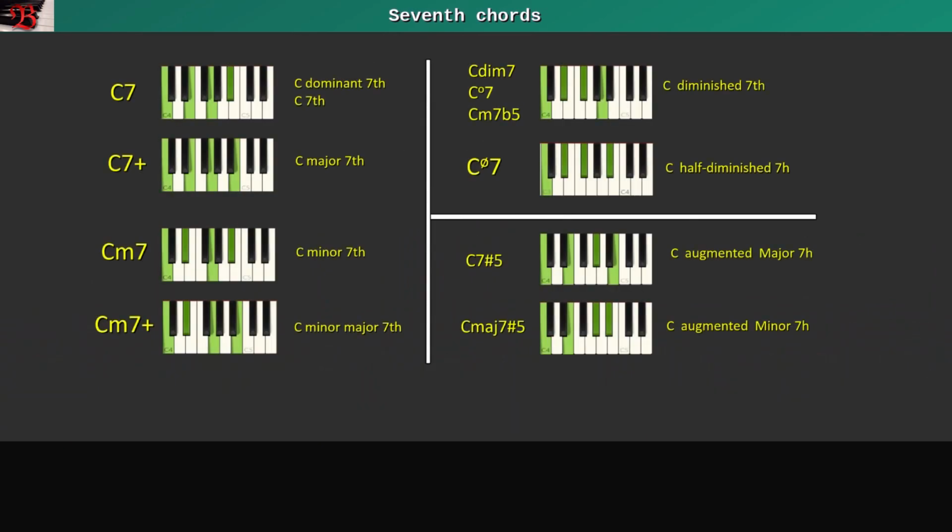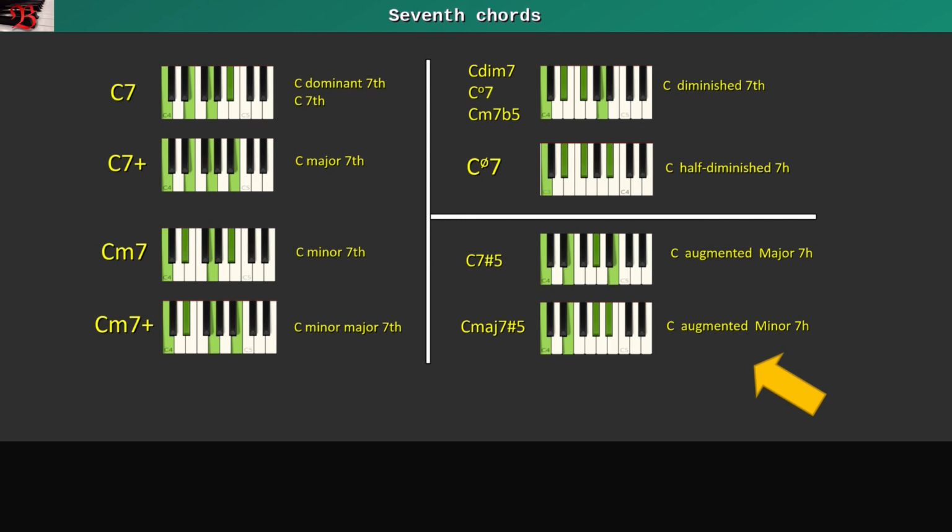Let's make a summary of the types of 7th chords considering the C chord. There are 7 types of 7th chords. Here you see 8 schemes because the last 2 are part of the same family. They are C major chords with the 5th augmented and the addition of the 7th.